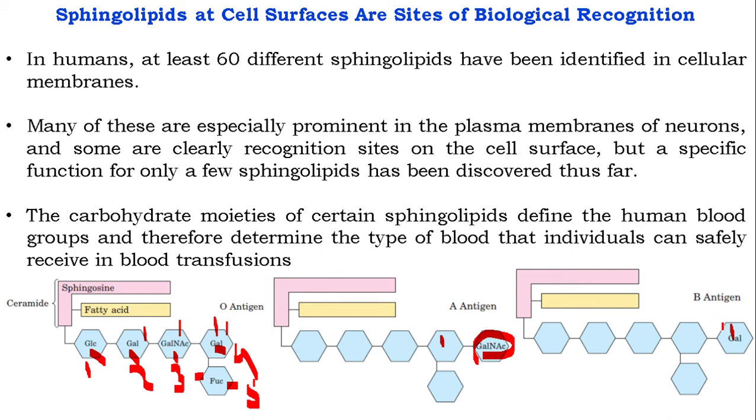When N-acetyl galactosamine is added to a galactose, then it is antigen A. When galactose is added, you call it antigen B. When both these are added, we call it AB blood group. Is it clear? That much important are the sphingolipids.